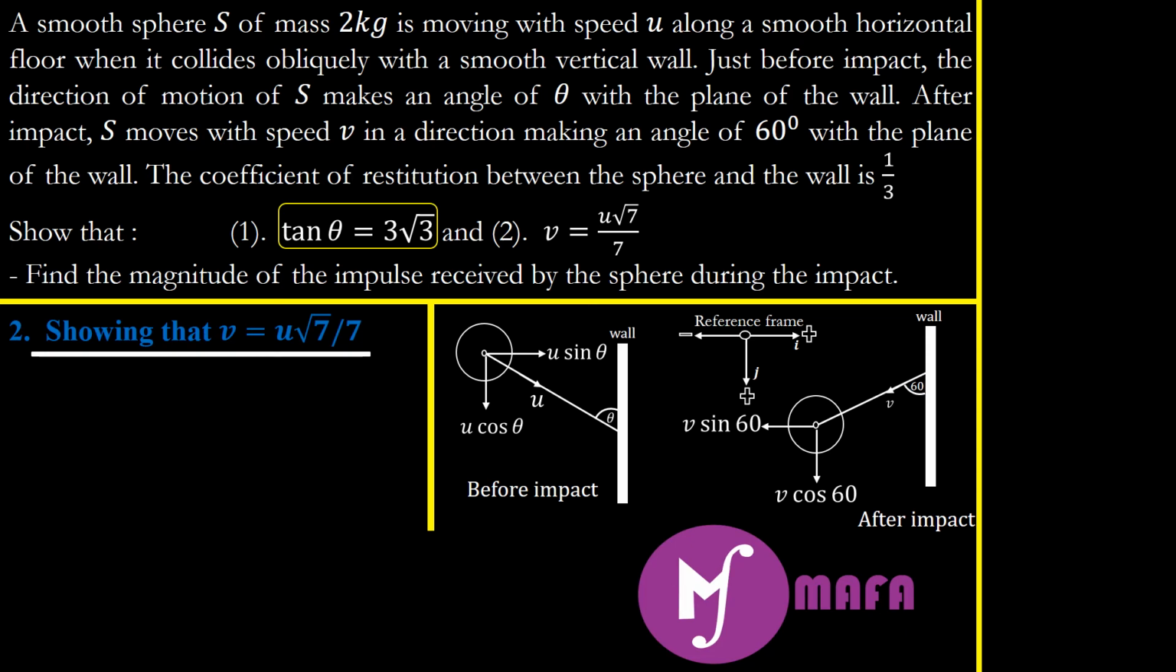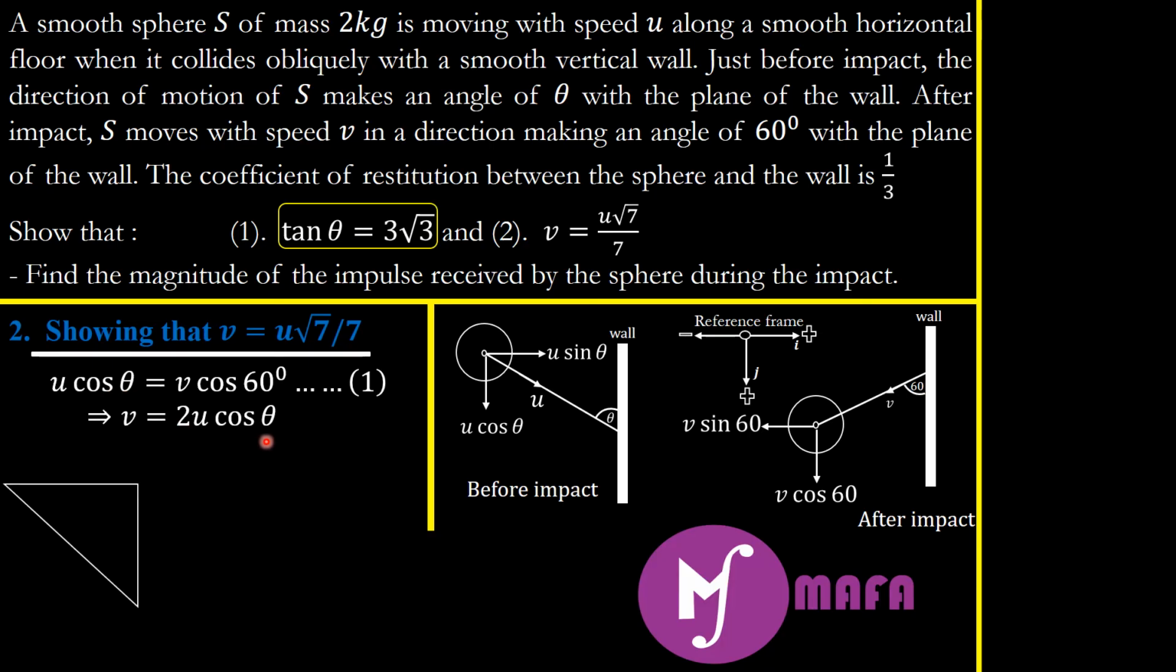Now we have to also show that the final speed of our sphere is u root 7 divided by 7. So we come back to our first equation. U cos theta is equal to v cos 60 degrees. It means that cos 60 is half. We can multiply now the left hand side by 2, and we are going to be left with v here. So v will give us 2u cos theta.